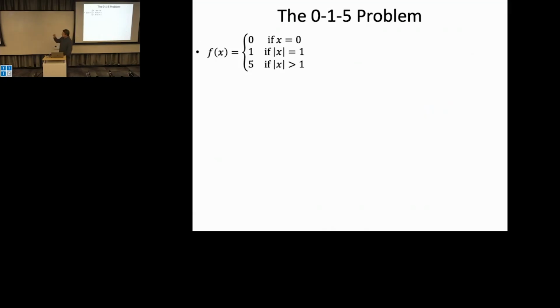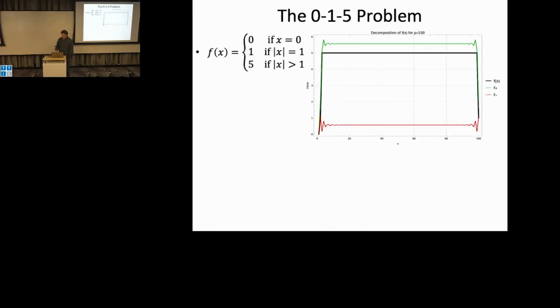So what is this f when f is the 0, 1, 5 function? Let's say I just picked a random domain size of n equals 100. So what is absolute value when you're looking at something cyclic like this? The absolute value of x is either x or 100 minus x. So f of 99 in this case is 1, f of 98 is 5, etc.